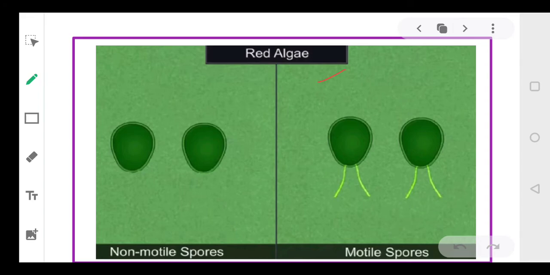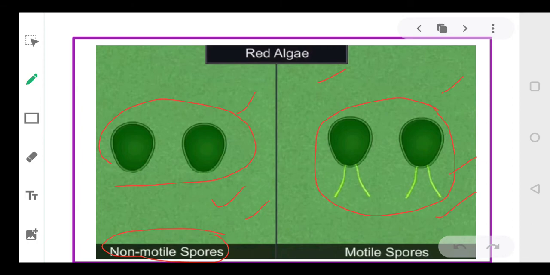Now red algae, as I told you, is multicellular, and some of them have a very complex body design. Now this red algae reproduces vegetatively by fragmentation, or it reproduces asexually by forming non-motile spores. As you can see in the picture, these are non-motile spores. So this is asexual reproduction, and in sexual reproduction, the gametes will be motile. So you can easily note the difference here. There are no flagella, but here the flagella is present, so they are non-motile.